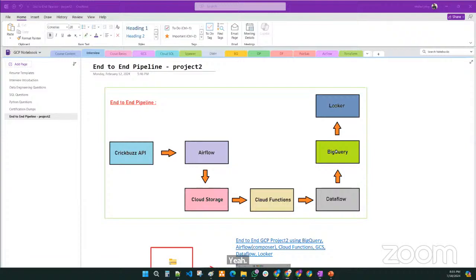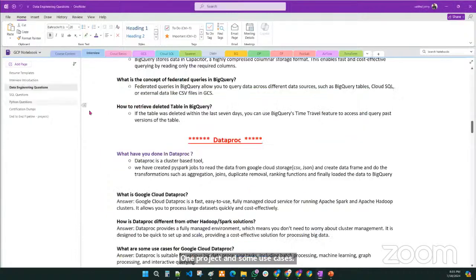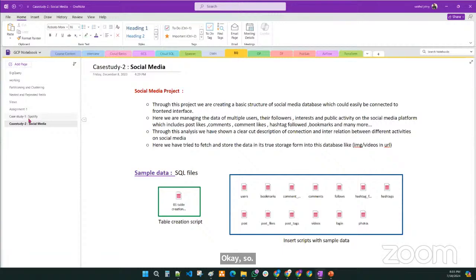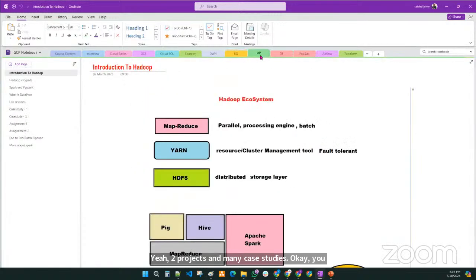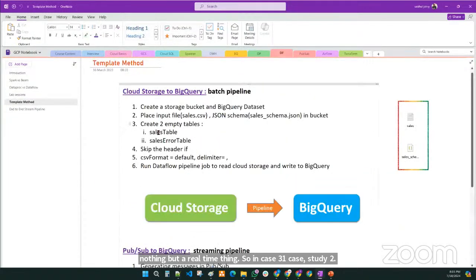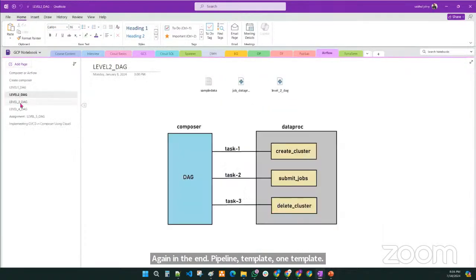One project and some use cases. No, one more is also there. So 2 projects and many case studies. A case study is nothing but a real-time thing. So case study 1, case study 2. Again in the end-to-end pipeline, template 1, template 2. And Airflow level 1, level 2, level 3, level 4.